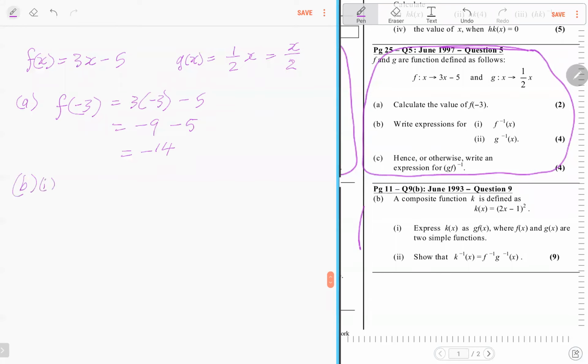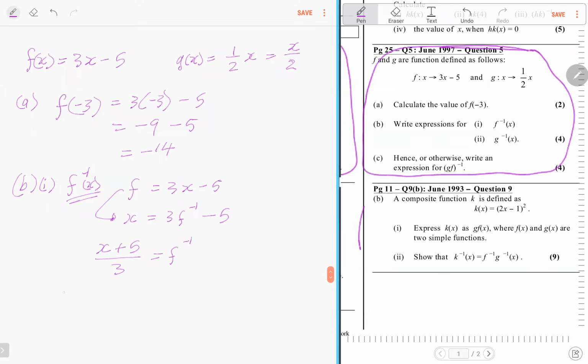B part 1 wants us to find f to the minus 1 of x. So we want to find the inverse of this one. I'm going to start again by saying f equals 3x minus 5. Same procedure, we're going to inverse it. When we inverse it, this becomes x, this becomes 3 times f to the minus 1 minus 5. That's the inverse function. We need to make it the subject. Easy. The 5 becomes plus 5 and then divide by the 3. You must see it by now, we're doing them the same way all the time. So it's x plus 5 divided by 3, that is f to the minus 1.